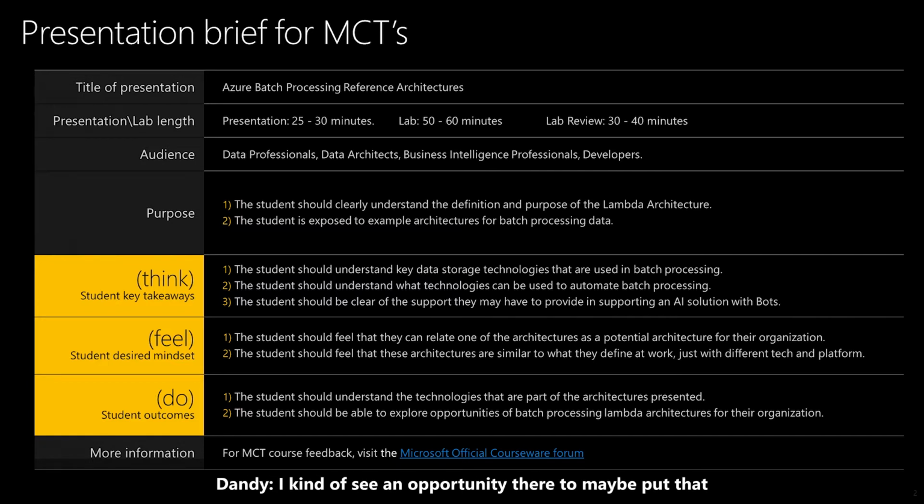Exactly. I kind of see an opportunity there to maybe put that in a data and AI fundamentals course, for example. That'd be a good idea. If we can do that, that'd be awesome.